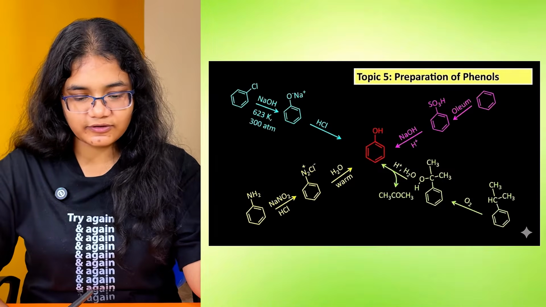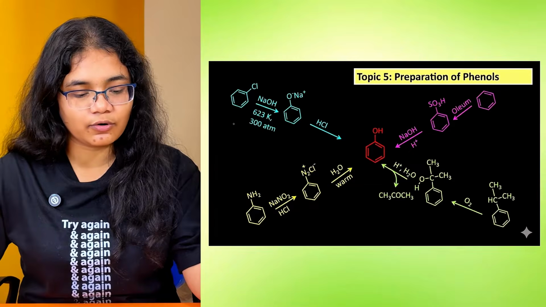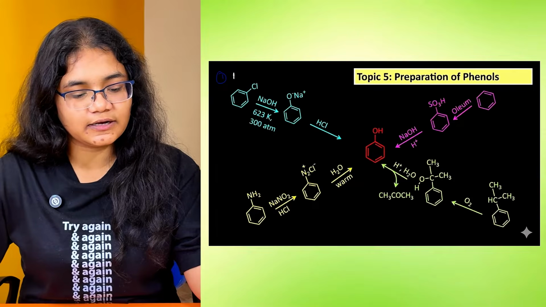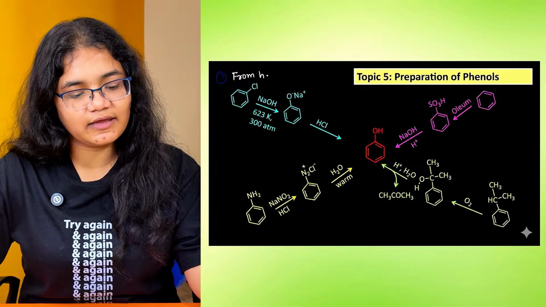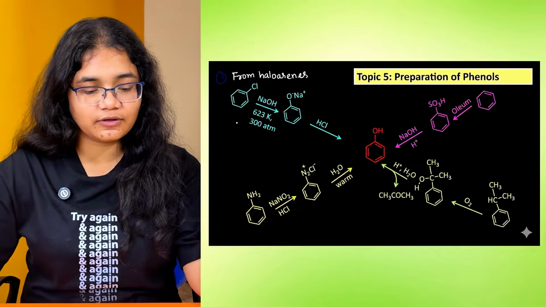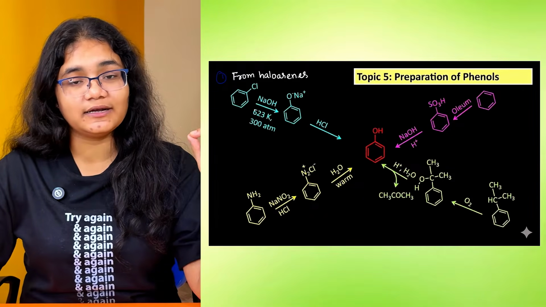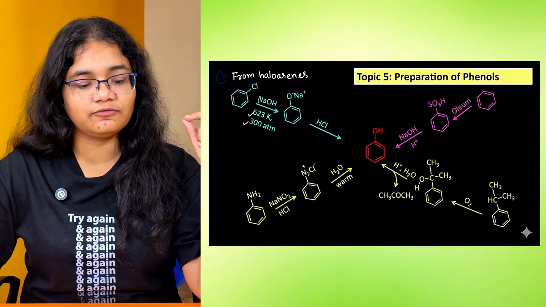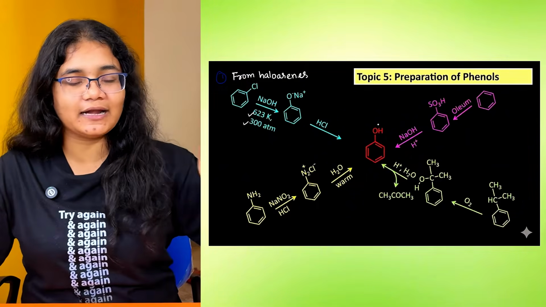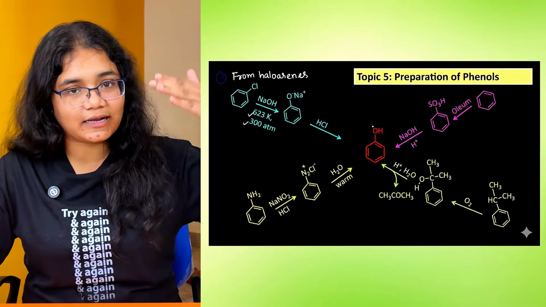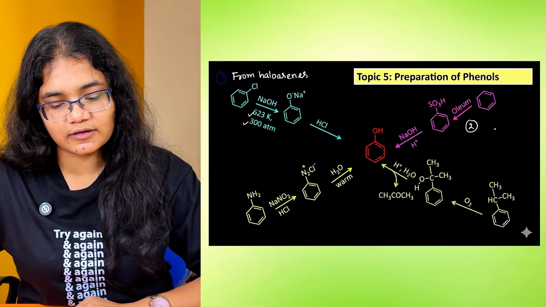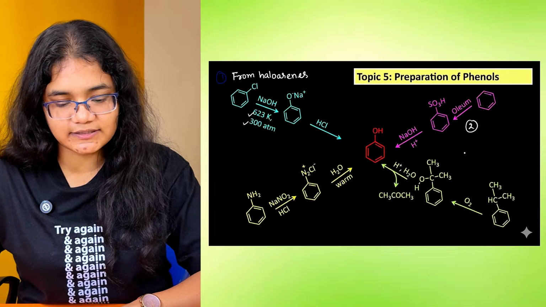First, let's see from haloarene. We have already studied this first method in the haloalkanes chapter. If you remember, under very strong conditions of high temperature and high pressure, if you treat it with NaOH, we will get OH. If you keep adding electron withdrawing groups, the temperature comes down. The next one is from benzene sulfonic acid.